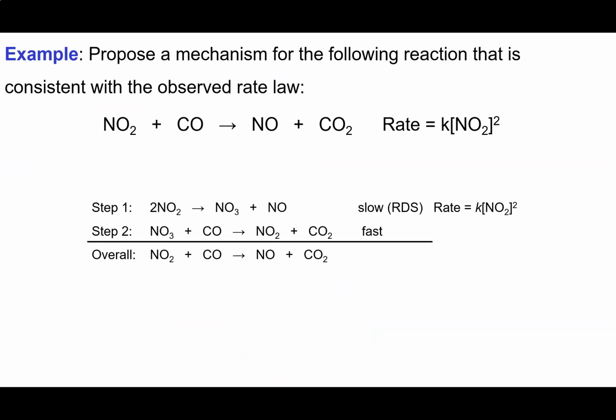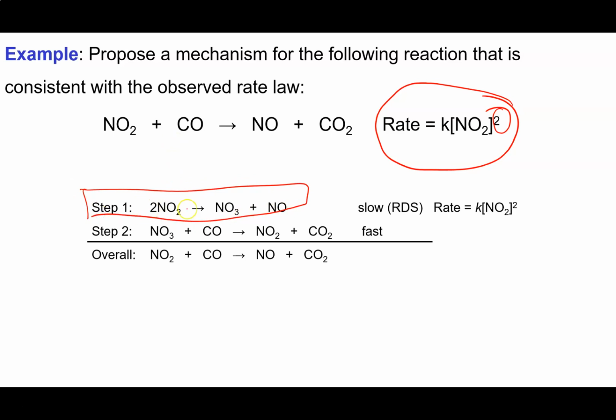So this is one that I have here. NO2 plus carbon monoxide gives NO plus CO2, and we know experimentally that the rate is equal to K multiplied by NO2 to the second power. So there has to be a rate determining step involving two NO2s. So I'm just going to make that the first step. There we go. Two NO2s decompose to give an NO3 and an NO. So basically 2 NO2s come together and one of them loses an oxygen and the other one gains it. It seems reasonable. Now, what happens?